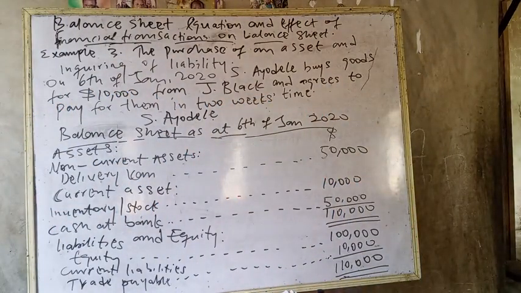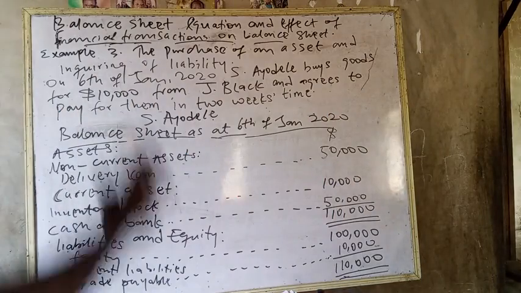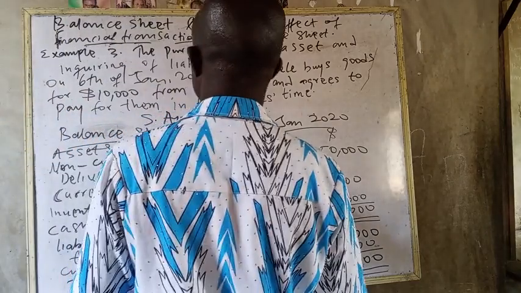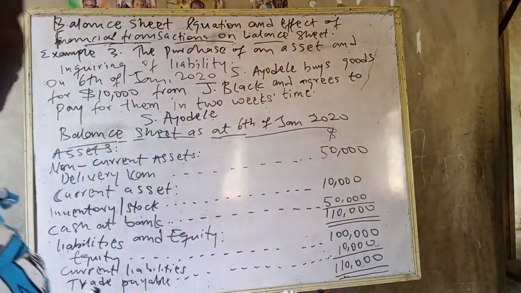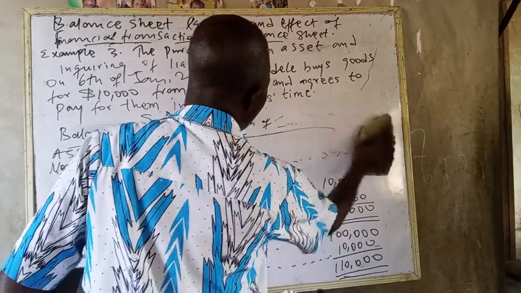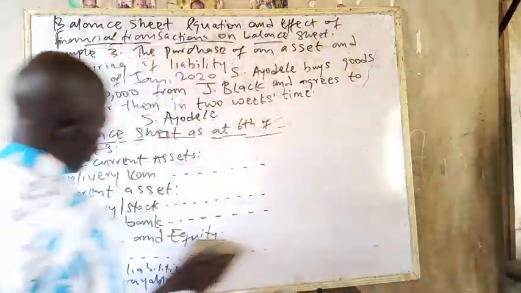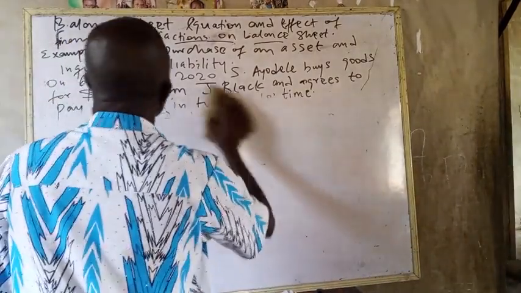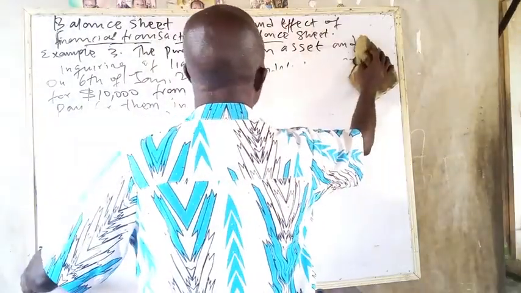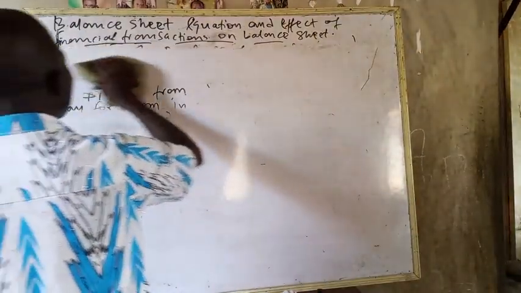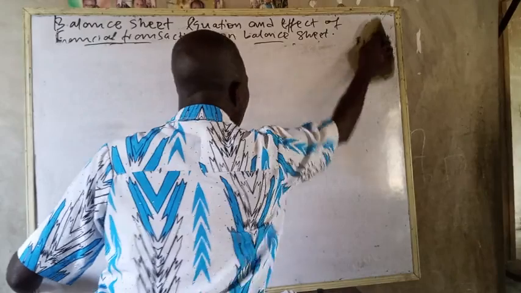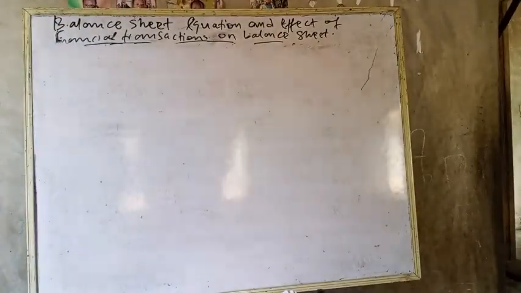Let's go further. The video is going to be a long one, but if you go along with us, you will understand it properly. Understand the balance sheet and the effect of financial transactions on the balance sheet. Let's go to the fourth example. You're going to find the video helpful to know that assets must be equal to liability plus capital at every point in time, and how you prepare a balance sheet. That is what we are concerned with here.